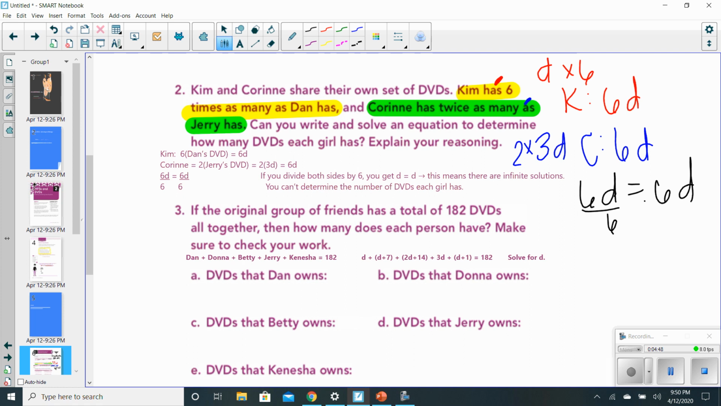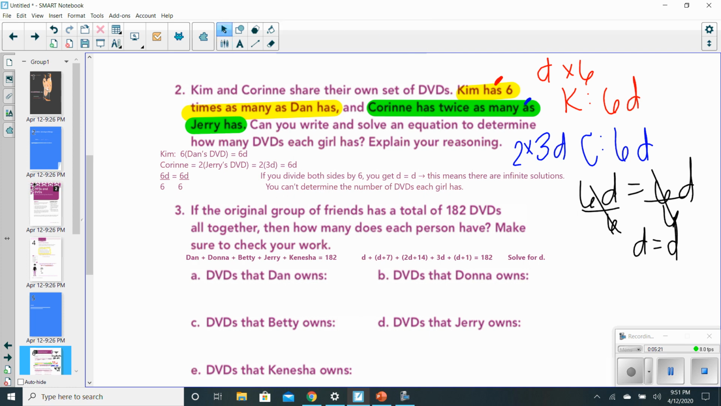So to do that, we can just divide both sides by 6. So now we're left with D equals D. So what does that mean? That means that there's an infinite number of solutions. So you can't determine the number of DVDs each girl has, and it doesn't actually matter. If they have 42 DVDs, they're going to end up having the same number regardless. And if they have 3 DVDs, or 1 DVD, whatever it might be, they're going to have the same one because there's an infinite number of solutions.